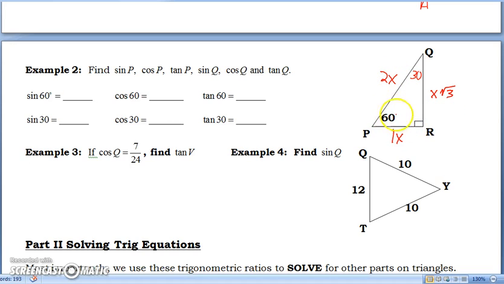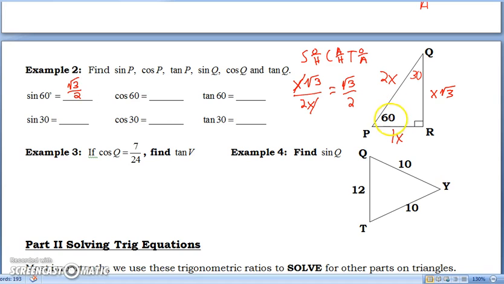If we're talking about the 60 degree angle, that's angle P, and I want to know the sine of 60, well, it's a trig problem, so I'm going to write out SOHCAHTOA. The sine of the 60 degree angle is going to be opposite over hypotenuse. Well, that's x root 3 over 2x. The x's are going to cancel out, which just equals root 3 over 2. I don't have to do anything further because I don't have any radicals in the denominator. I'm not taking the square root of a fraction or anything, so that's my answer, root 3 over 2.